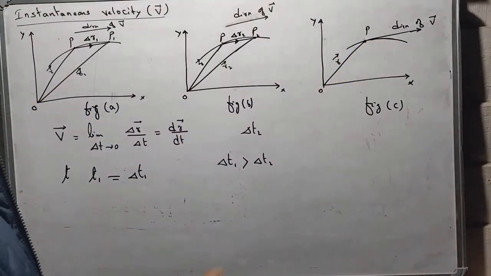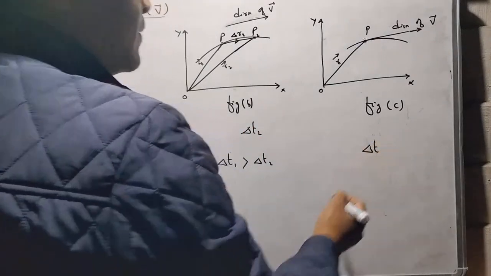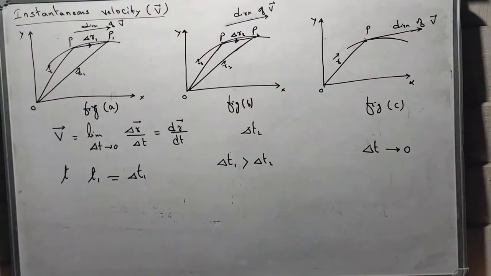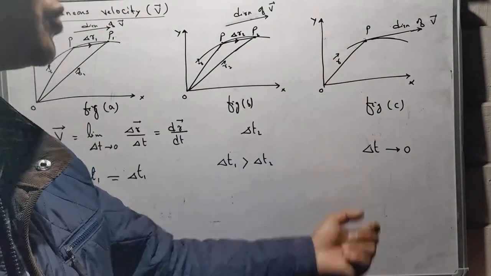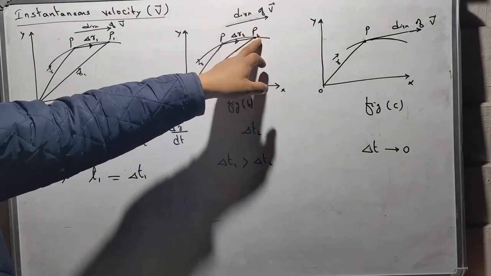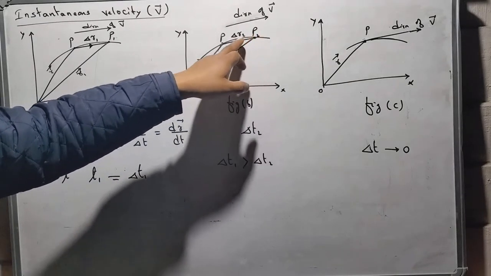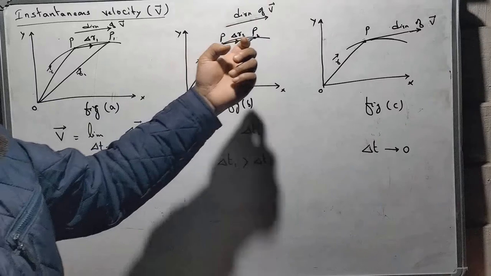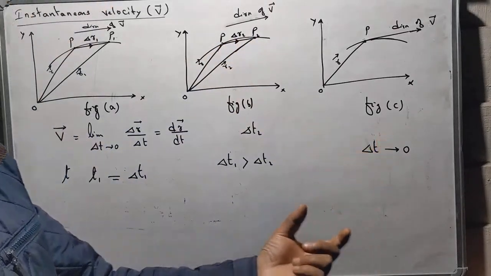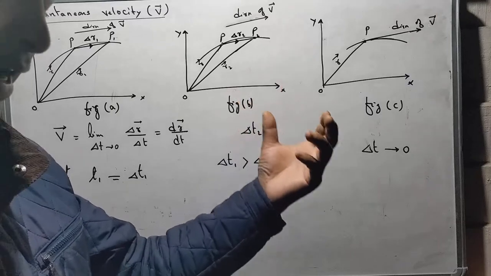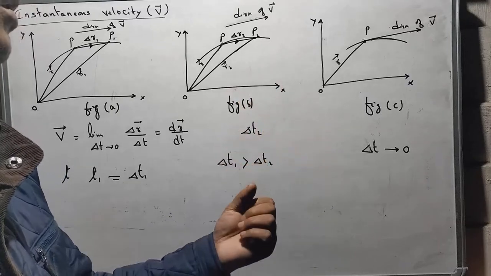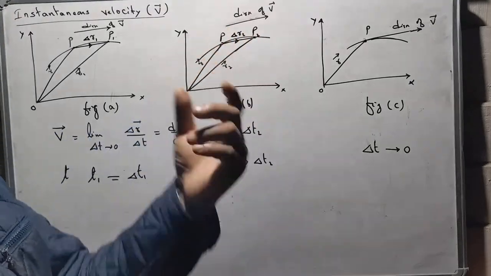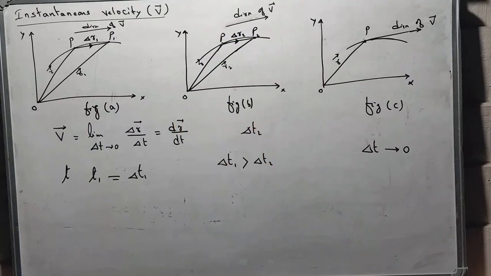In this figure C, we have considered that the time interval delta t tends to 0. So when the time interval is so small, just look at this point. The final point will be very close to the initial point. I'll repeat: when the time interval between any two points is so small, almost tends to 0, then the final point will lie almost at the same location as the initial point.